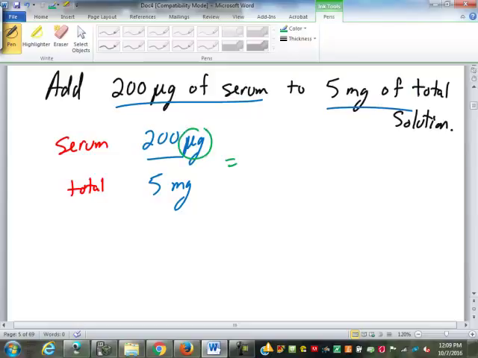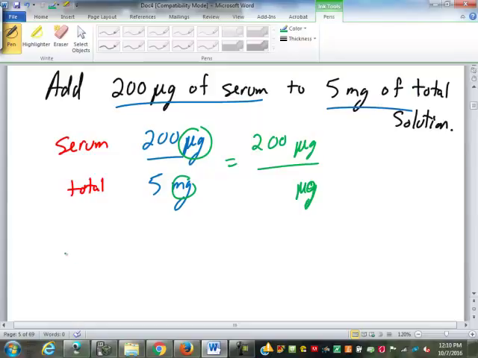So I have two choices. I can either convert the micrograms to milligrams, or I can convert the milligrams to micrograms. Either way, there's going to be some reducing and simplifying of my ratio that has to be done. Anybody have a preference? It's usually easier to go to the smaller unit and then reduce it down. So I will leave this as 200 micrograms here, changing my 5 milligrams into micrograms.